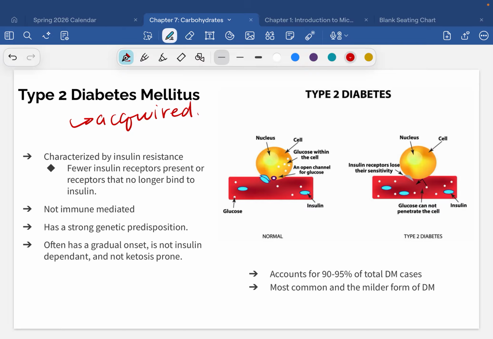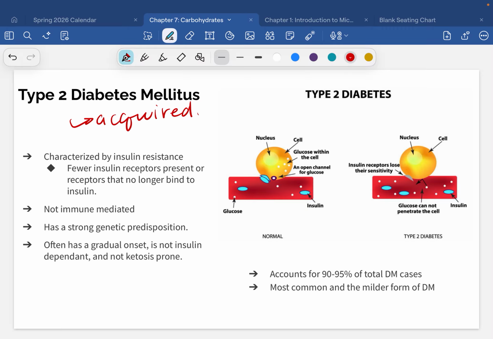But type 2 diabetes accounts for 90 to 95% of total diabetes cases. It is the most common and generally the milder form of diabetes. Most people with type 2 diabetes can live relatively normal lives without having to inject insulin all the time.